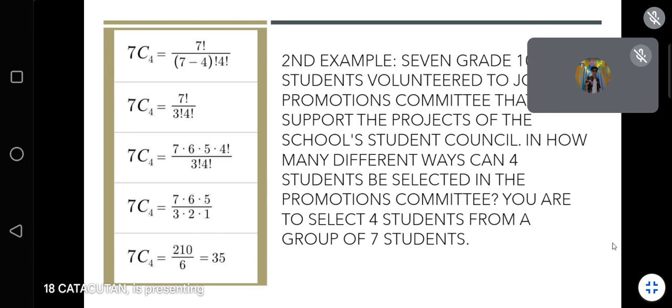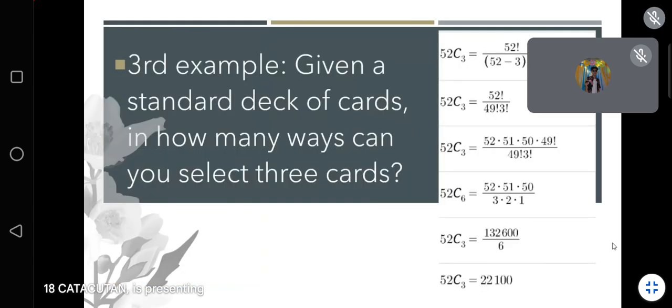To understand the lesson further, let's discuss another example. Given a standard deck of cards, in how many ways can you select 3 cards? A standard deck of cards is a set of 52 cards with 4 different suits: hearts, diamonds, spades, and clubs. Heart and diamond cards are red, whereas spade and club cards are black.